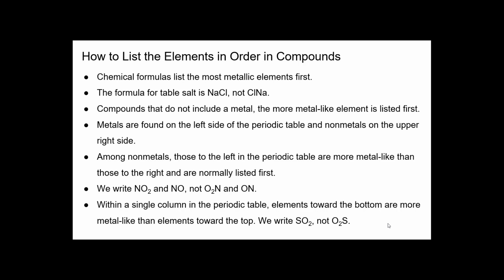For compounds that do not include a metal, the more metal-like elements are listed first. So when we're dealing with nonmetals, how do we put the nonmetals in order? The ones that are closest to the metals towards the left are named first.